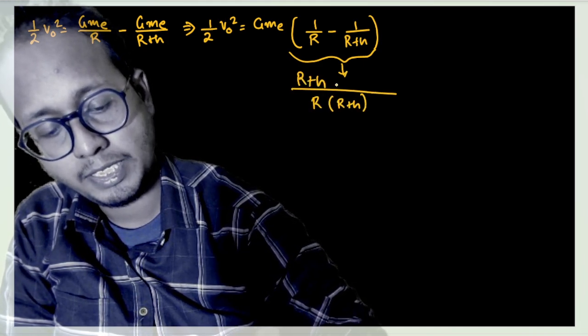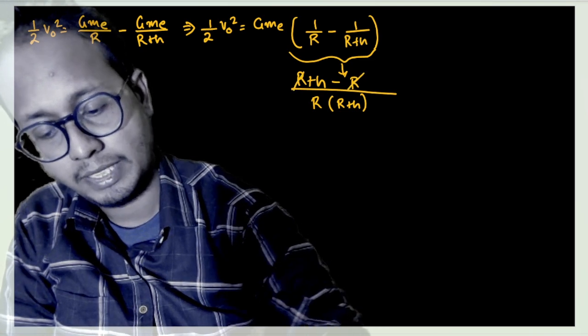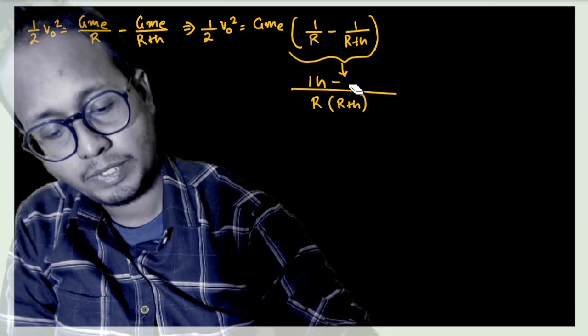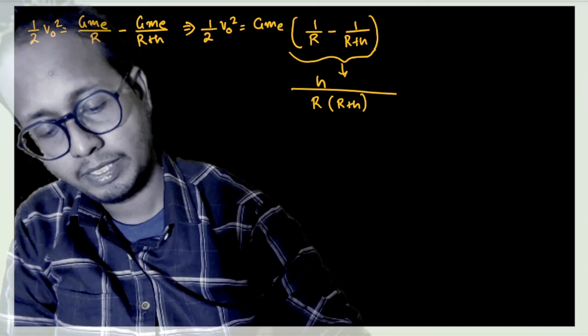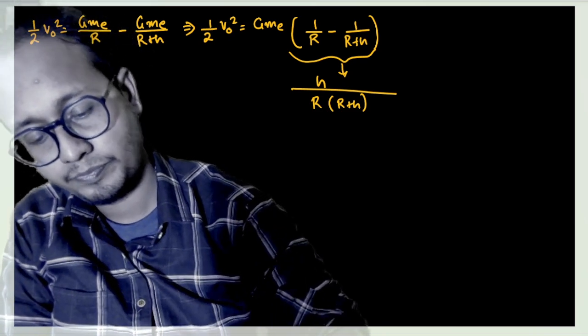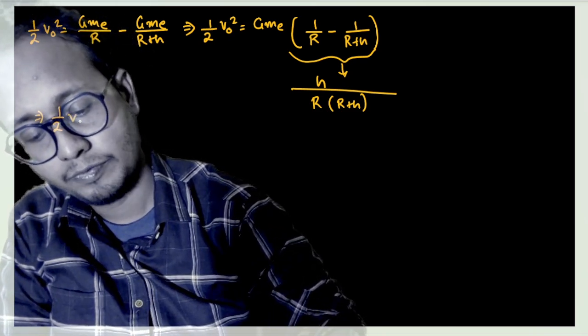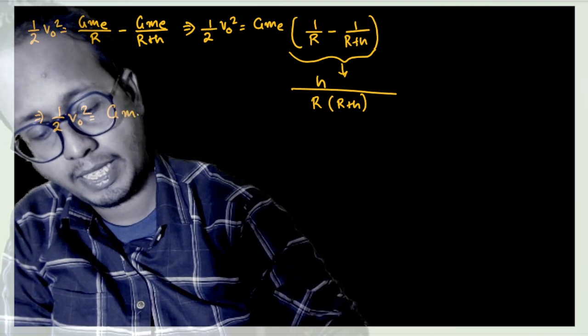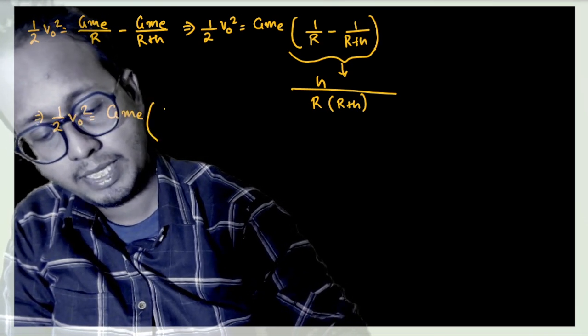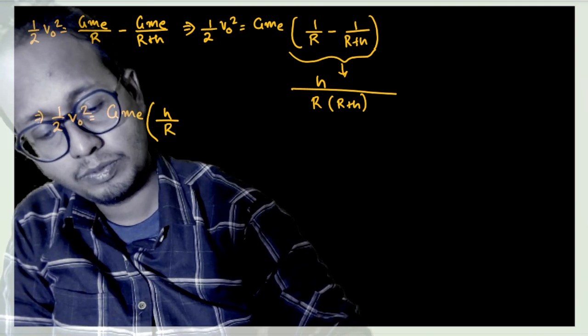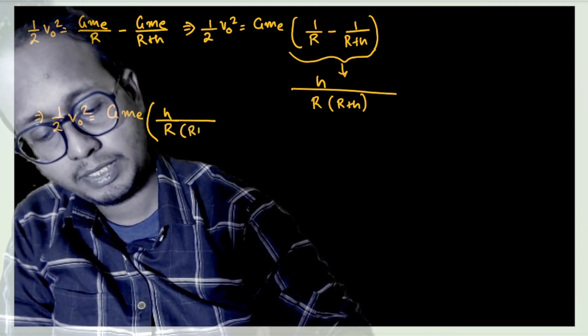and in the numerator I would get r plus h minus r, and r would get cancelled. I would be left with h by r into r plus h. So half v naught square is equal to GME times h by r into r plus h.